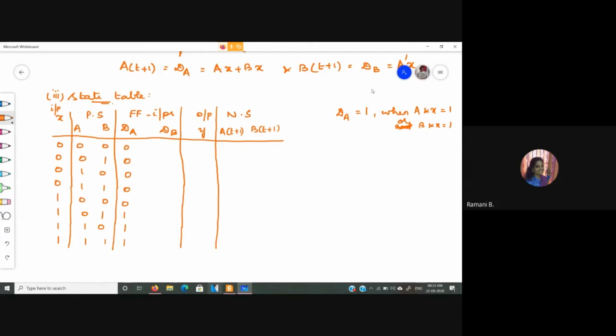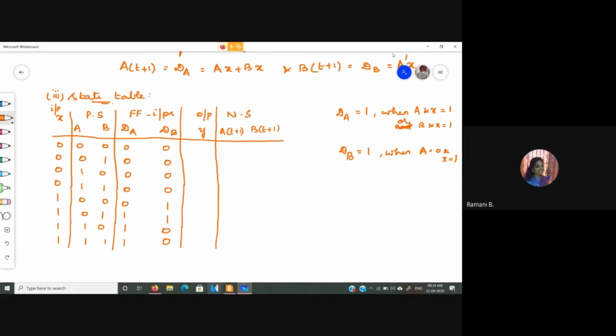You can write this table elaborately with respect to this equation also. You can write a separate column for AX, a separate column for BX, and a separate column for A bar X. But I hope you are used to it now. So I am writing this like this. And for DB, the value is equal to 1 when A is equal to 0 and X is equal to 1. So A is 0 and X is 1. So in these two places alone, you have 1. All the other places, it is a 0.